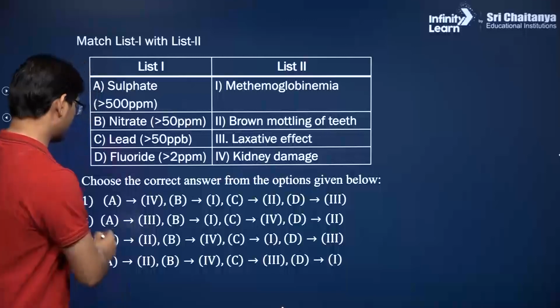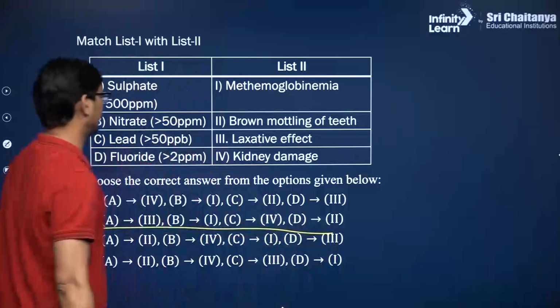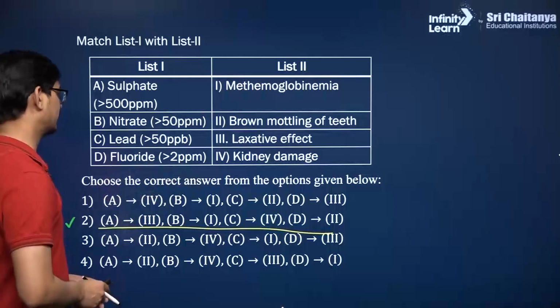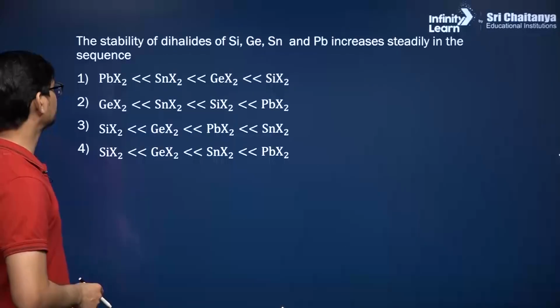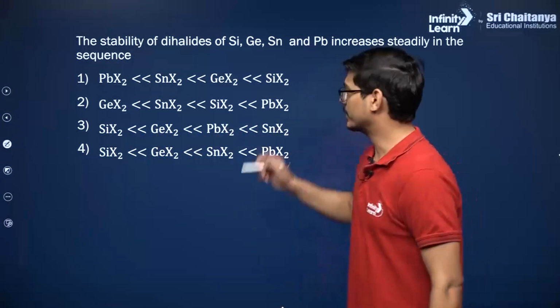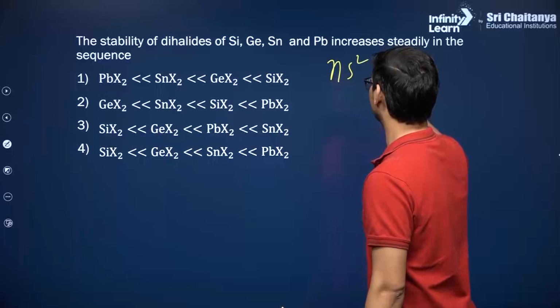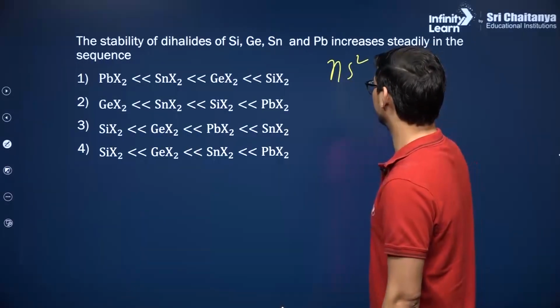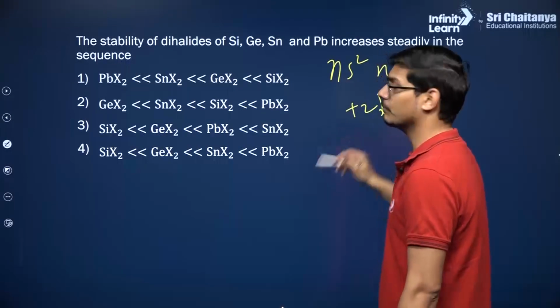Here again, a memory based question. The option is 3: sulfate laxative effect, nitrate blue baby syndrome, lead kidney damage, and fluoride brown mottling of teeth. We know that because of the inert pair effect in group 14, where the general configuration is ns2np2. So down the group, what happens due to the inert pair effect? Plus 2 state becomes more stable, right?